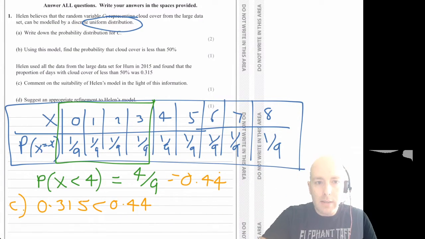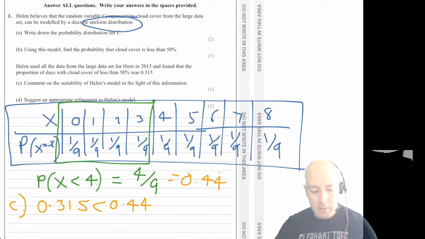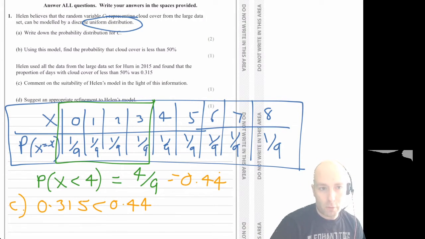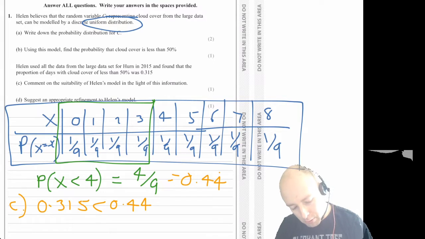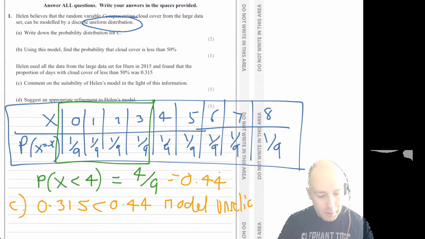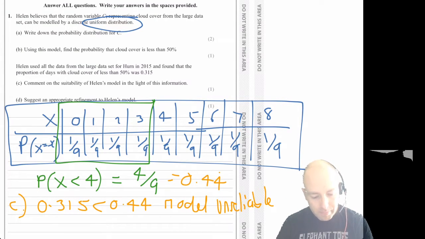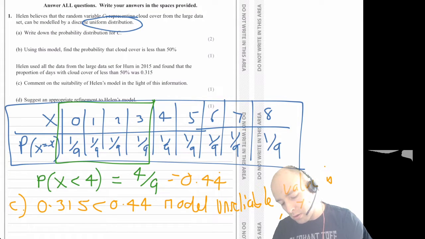Okay, next bit is comment on the reliability of the model. Well, the model says that the probability should be 0.44. The actual probability is 0.315, which is quite a bit less. So we could say model unreliable. Value is less, so the value is too far off.